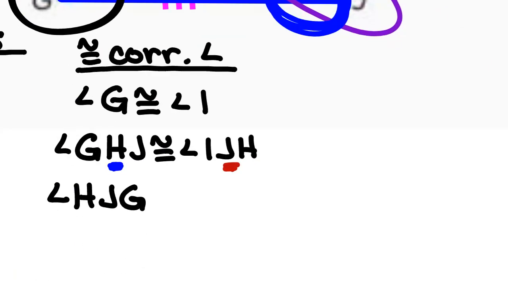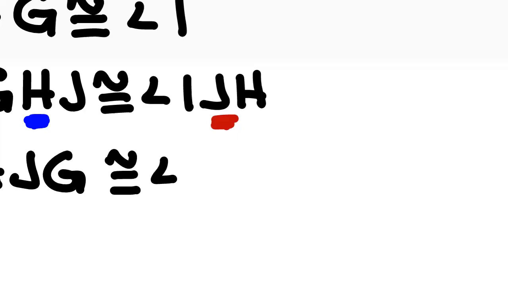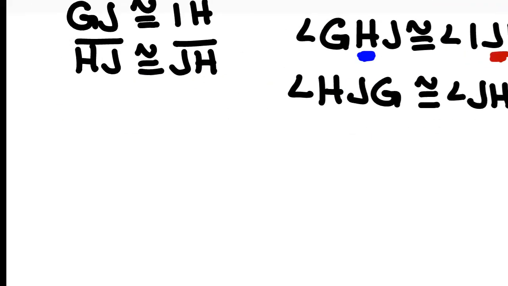What is that congruent to in the red triangle? What has the same number of congruence marks as HJG, this angle right here? JHI, yes. Angle JHI. Now that we have all of our corresponding sides and corresponding angles written down, we can write our triangle congruence statement.